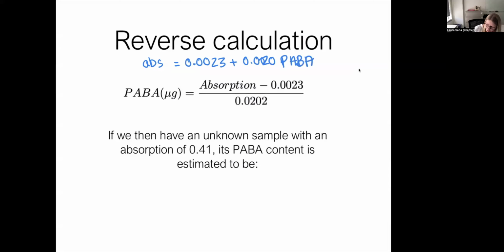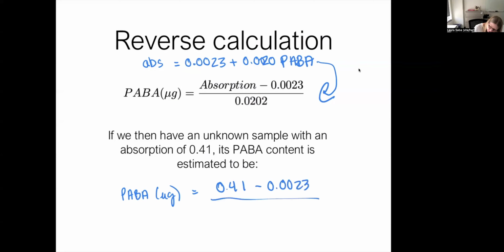All I've done here is rearrange that equation using simple algebra, moving things to different sides of the equation. And now we have an unknown sample with an absorption of 0.41. So now if we want to estimate that PABA micrograms, we're going to go 0.41 minus 0.0023 divided by 0.